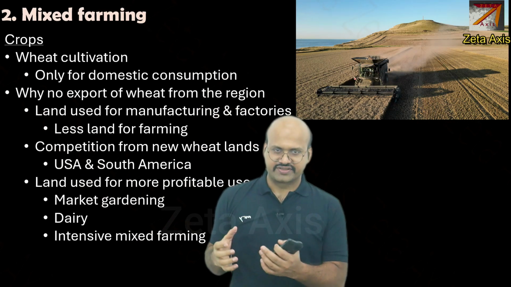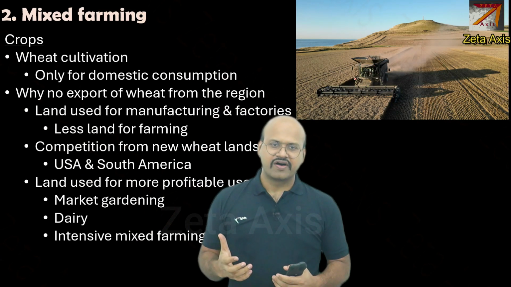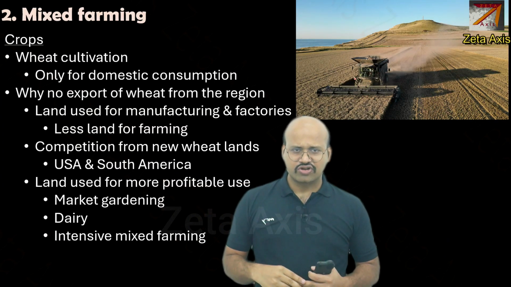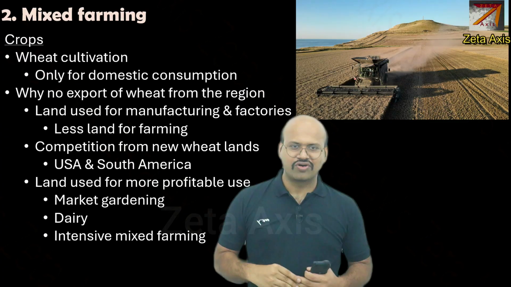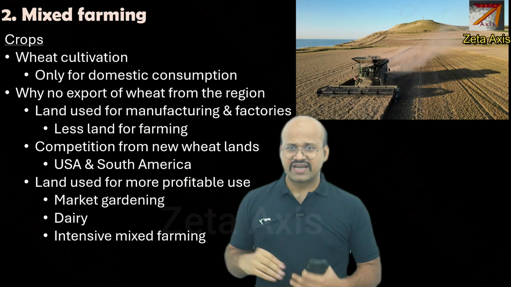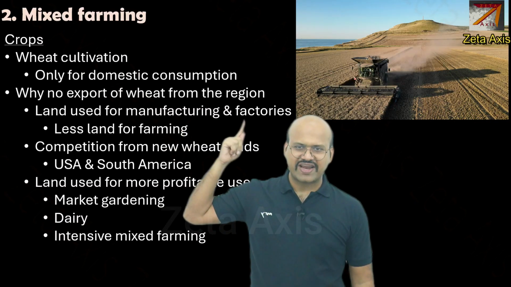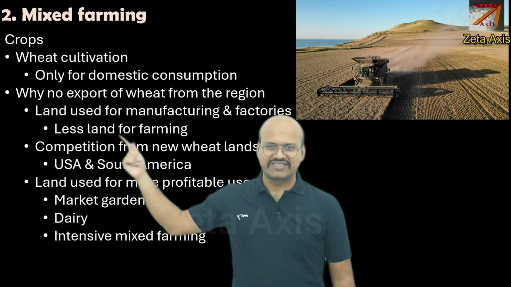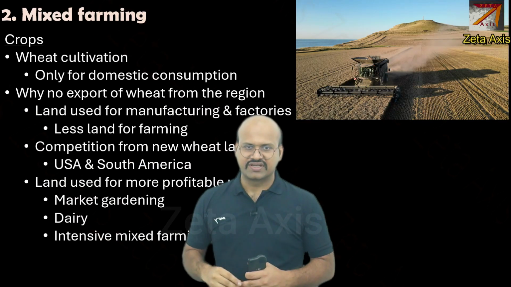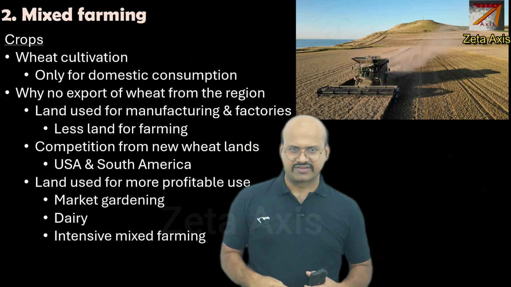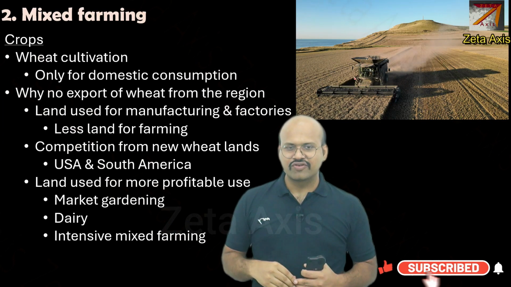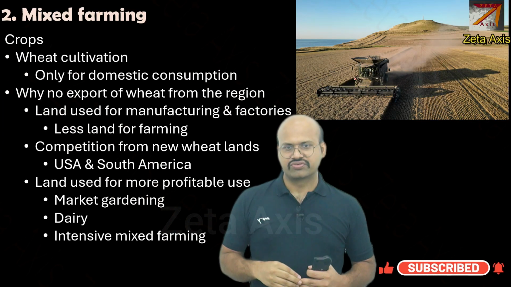If we see the US, then very advanced farming is done over there, with very large mechanization. A similar thing is also possible in Western Europe, but still we do not see that they export a lot of agricultural products. The reason is that land is used for manufacturing and factories, so less land is available for farming. These regions, especially Western Europe, have experienced industrialization. A large part of the land is used for industries and therefore land availability has been reduced.